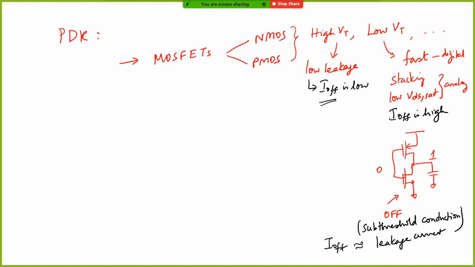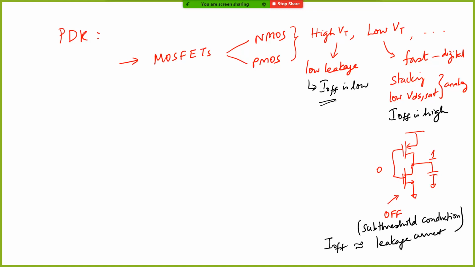If you are willing to sacrifice speed, and you are not very concerned about high speed operation, maybe just some 100 megahertz operation, but what is more concerning to you is low power operation, you want to limit the leakage current, then you go for what are called the high VT transistors.